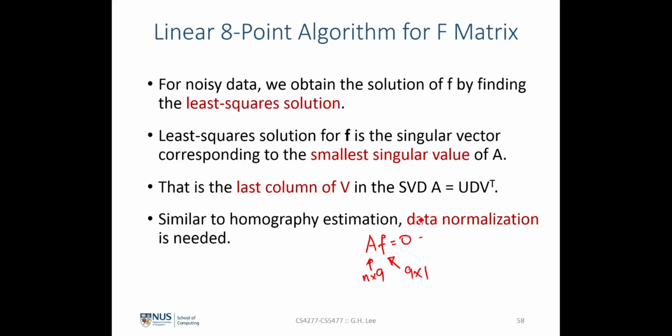We've seen earlier in the lecture on homography estimation that the solution of f, of this homogeneous linear equation, simply lies in the null space of A. What this simply means is that after we take the SVD of A, we will get U sigma V transpose. The solution of F here is going to be the last column in V. And similar to the homography estimation, a data normalization is needed.